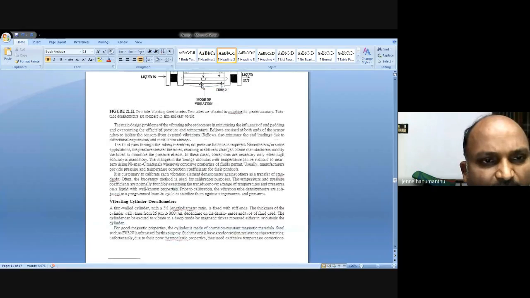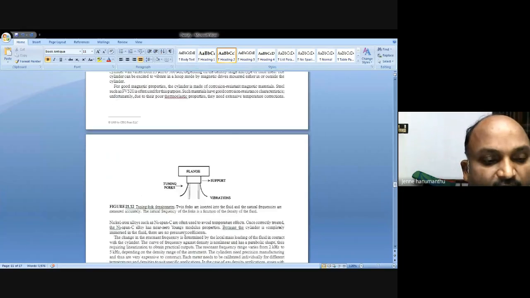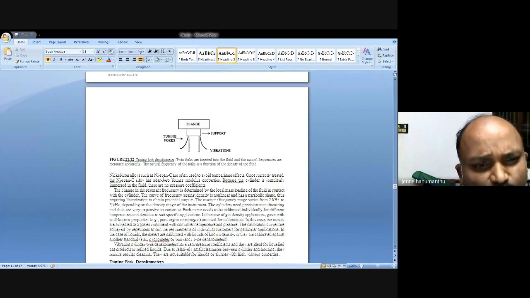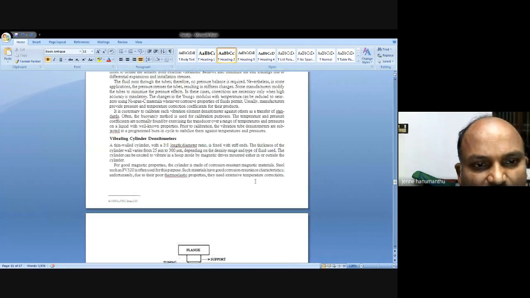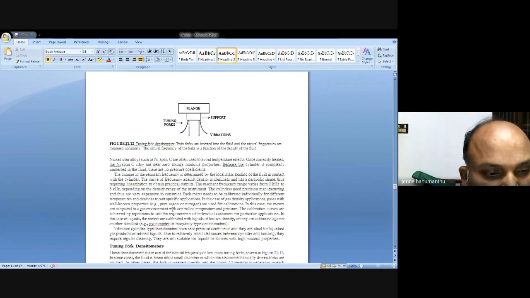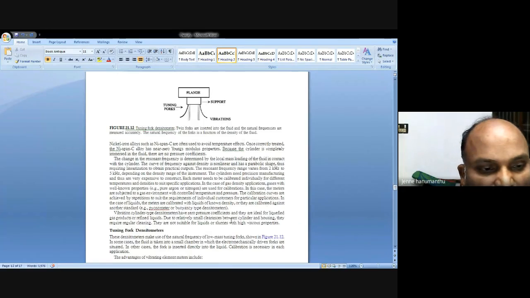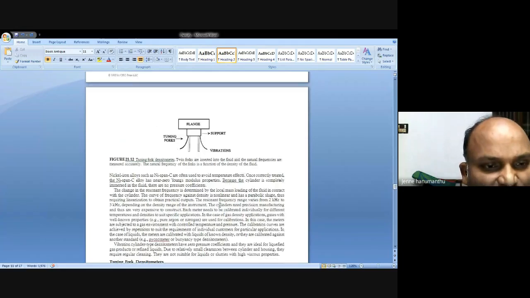And of course, it is a pipe we are taking. Here we can take a cylinder. Both are the same, only the dimensions are different. And it is a tuning fork density meter. It is also going to give some vibration. When the two tuning forks are dipped into the solution, what happens? We are observing the natural frequency. That frequency we have to measure.